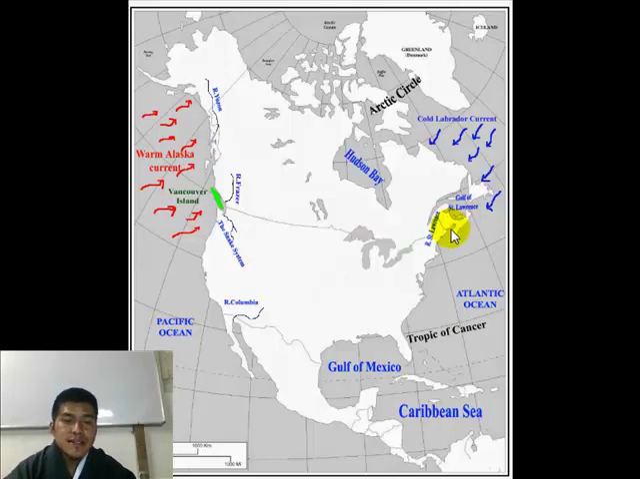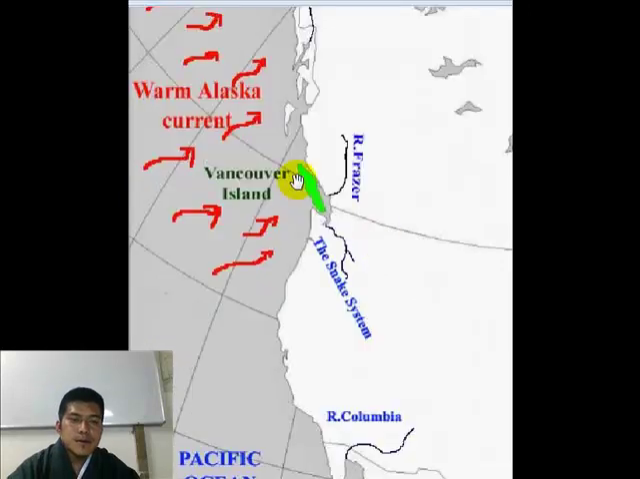Now during winter, the St. Lawrence Seaway becomes frozen due to the cold Labrador current. Whereas the harbor of Vancouver and the mouth of the river Fraser and the Snake remain open. Now if you look closer here, this is Vancouver Island, the green one. Here we have river Fraser and the river Snake.